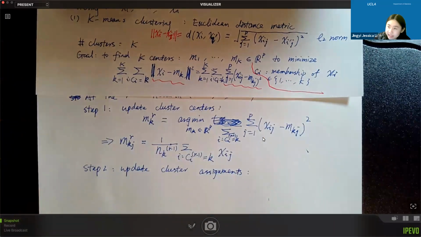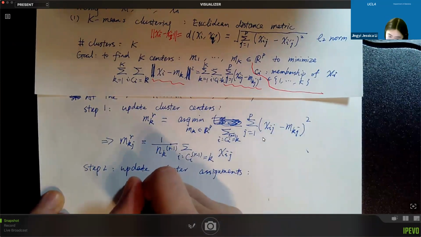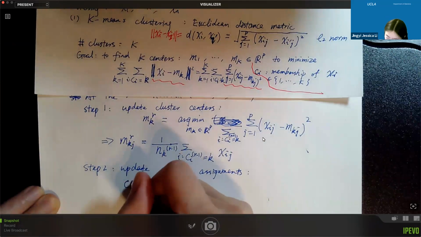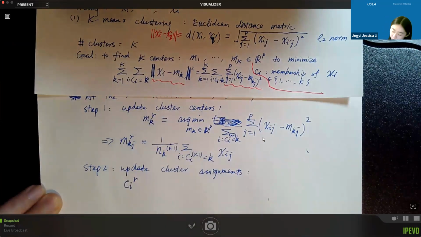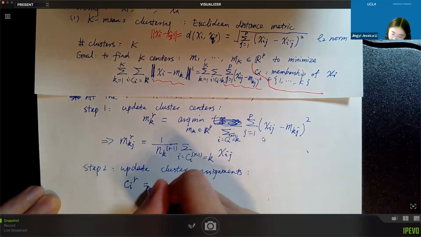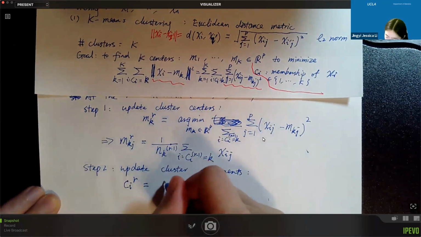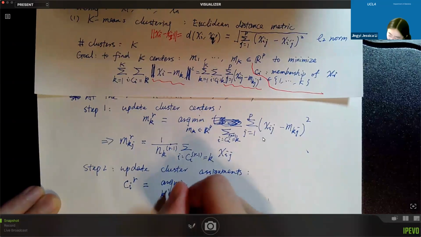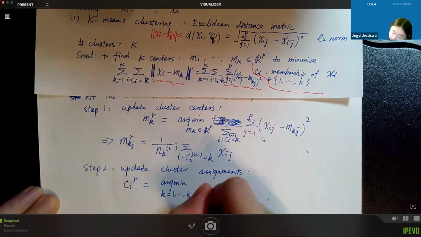And what we do is that we assign the ith data point to its closest center. So here, the center Ci in the rth iteration will be based on these M1R to MKR. I'll find which of them is the minimum, right? So I can say that this is the argmin over k, which can vary from 1 to capital K.